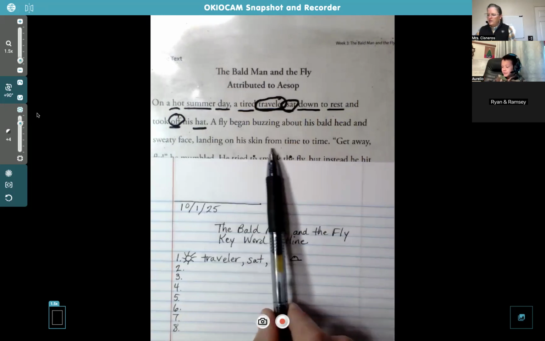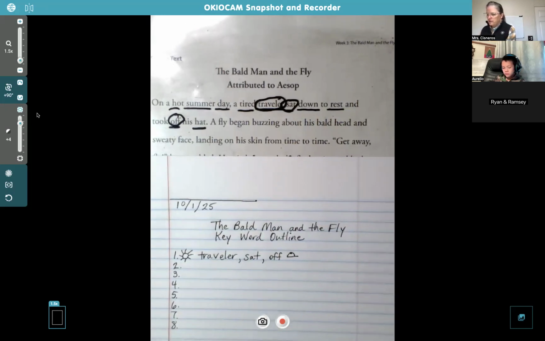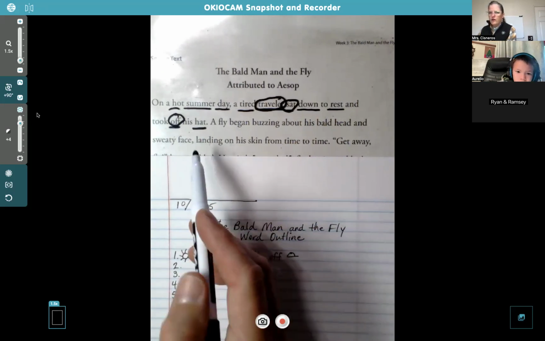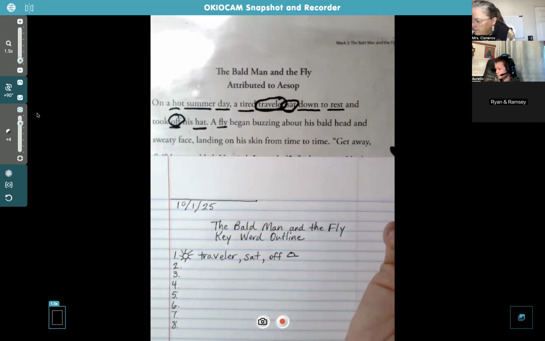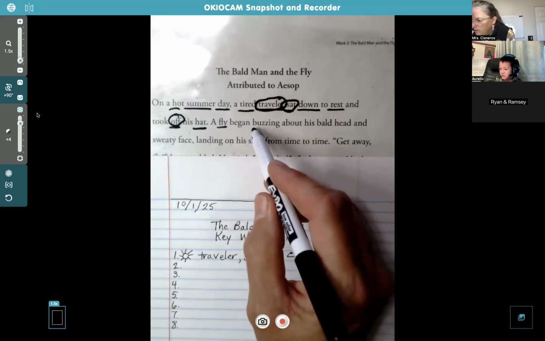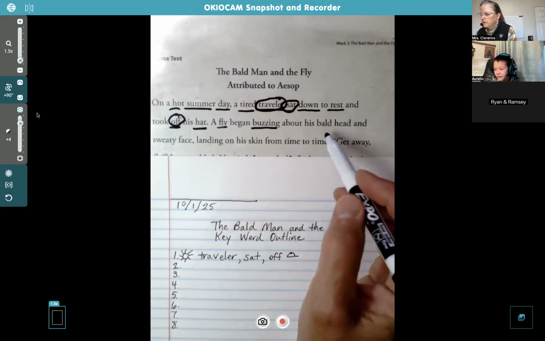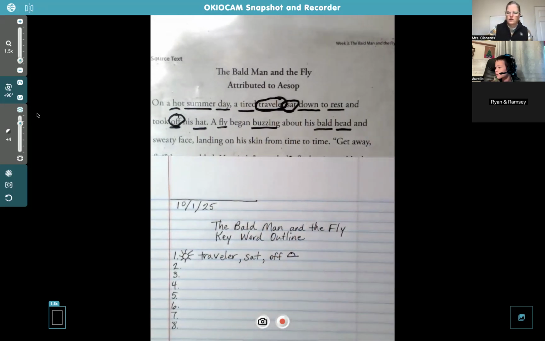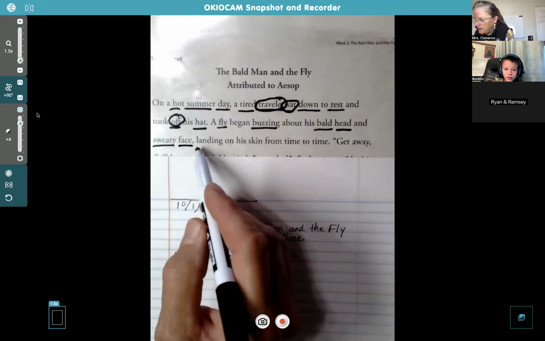A fly began buzzing about his bald head and sweaty face, landing on his skin from time to time. So first, let's talk about all the keywords. What do you see there in that sentence? Make sure you unmute. What are the key words? Fly. Good. I think it's buzzing. Good. What else? Bald head. Yes. Bald head and sweaty face. Good. Landing.